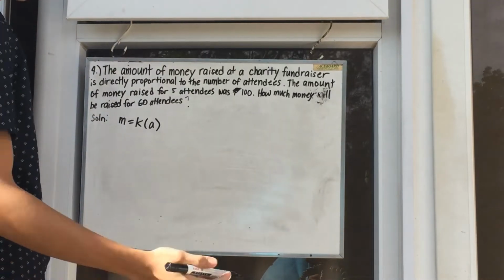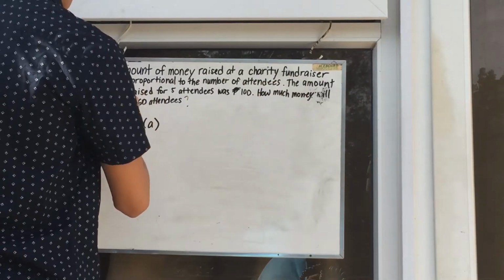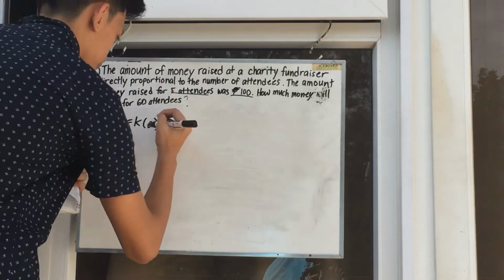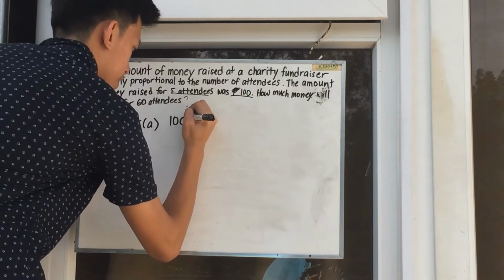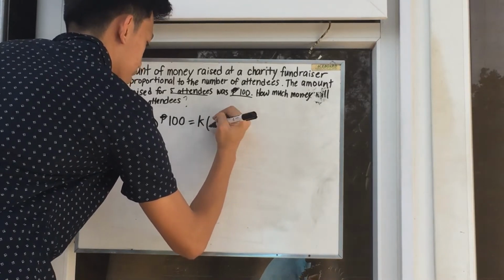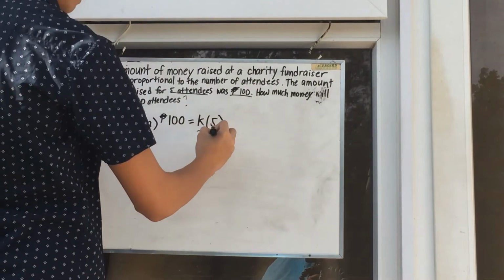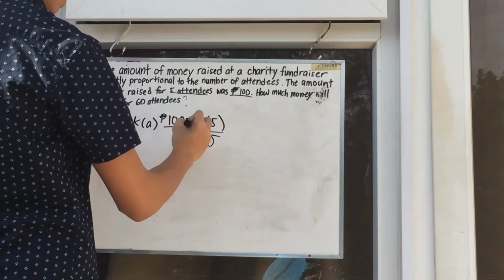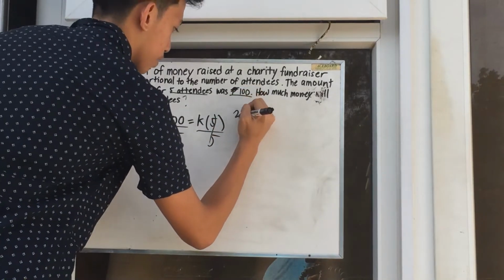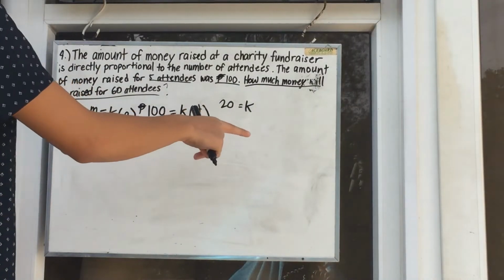Now we got our equation. We'll substitute the first given to find K, which is 5 attendees and 100 pesos. So we'll put 100 is equal to K multiplied by 5. Now we divide both sides by 5 to get the K. So 100 divided by 5 is 20. So 20 is equal to K. So now we got our K out of the way.